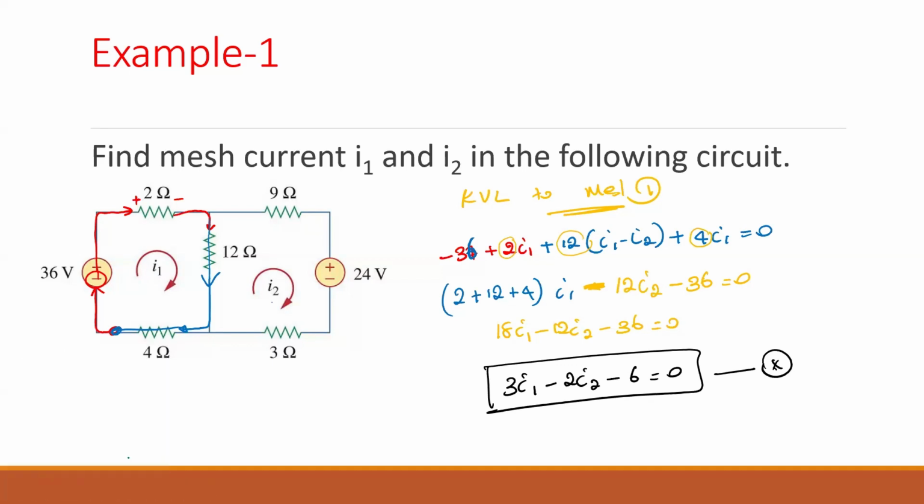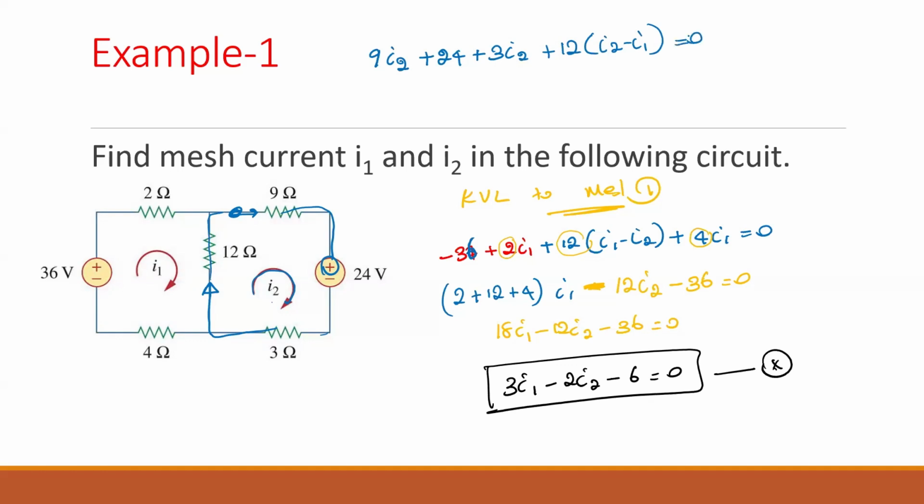So if you did it right, okay, I will do from the beginning. We have shortcuts. I'll tell you the shortcuts later on. Okay, so I'm starting at a point. I'm going to start at this point and go around in the direction of the mesh current that I have assigned, clockwise. So this will be 9 times I2. It is going to the positive side, plus 24. Then it is going to plus 3I2. And now it is going upward here. So this should be 12 times I2 minus I1. Do you agree? Yep. Is equal to 0, isn't it?